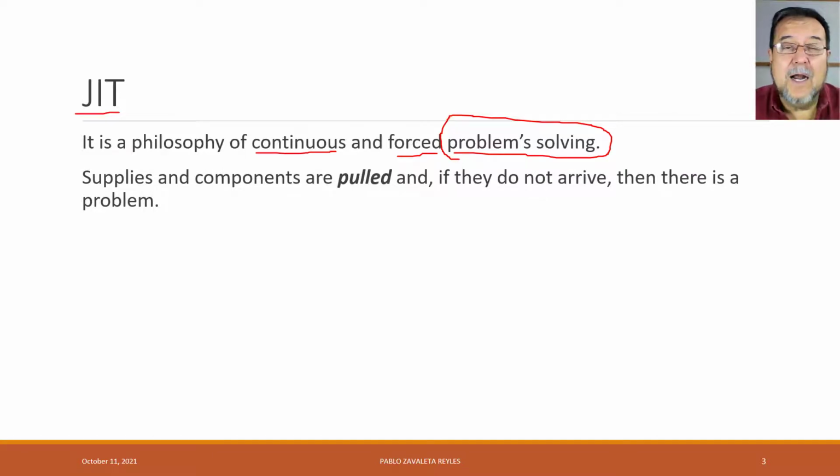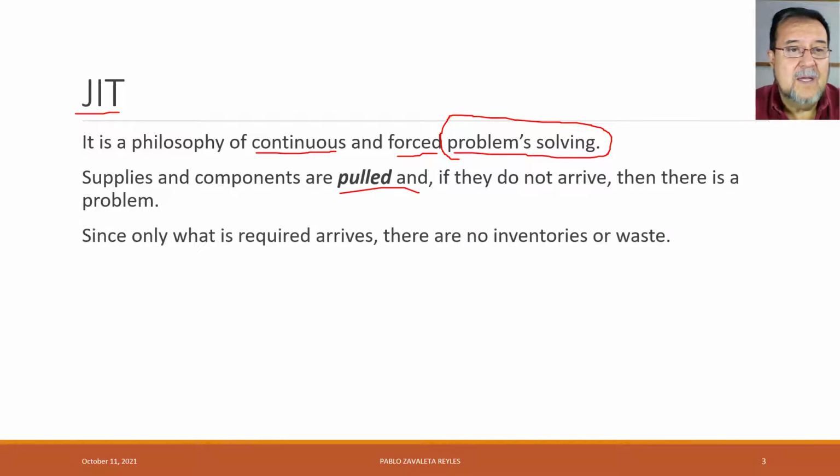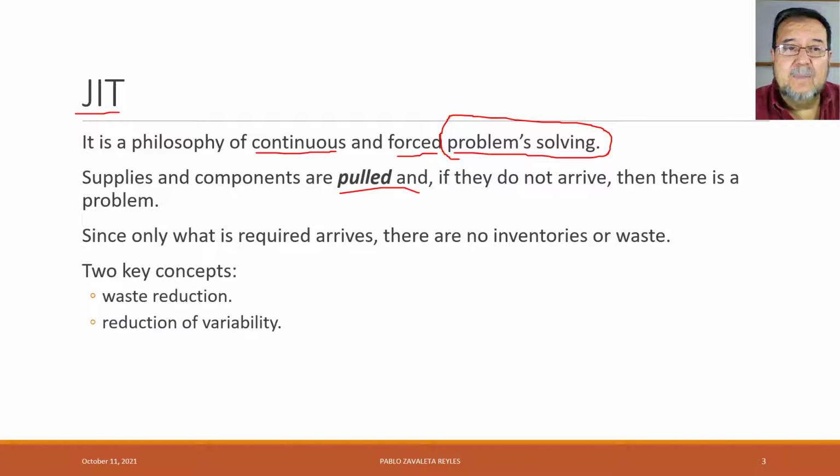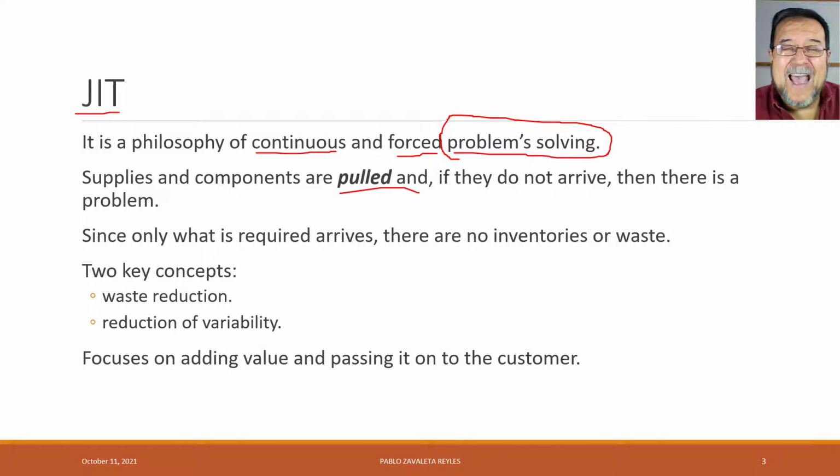Supply and components are pulled, and if they don't arrive, then there's a problem. Since only what is required arrived, there are no inventories or waste. Two key components here: waste reduction and reduction of variability. It focuses itself on adding value and passing it to the customer. It is very, very customer-centric oriented.